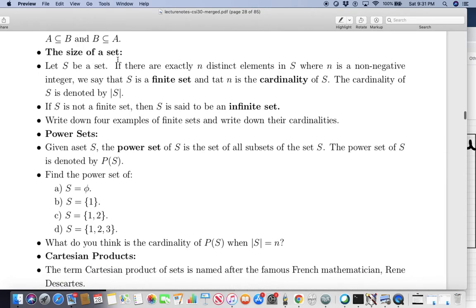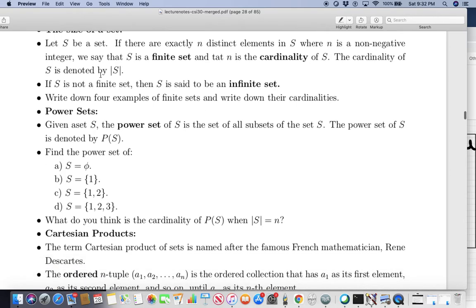The size of a set. Let S be a set. If there are exactly n distinct elements in S, where n is a non-negative integer, we say that S is a finite set and that n is the cardinality of S. Cardinality is the number of distinct elements. The cardinality of S is denoted by bars, vertical lines, |S|.